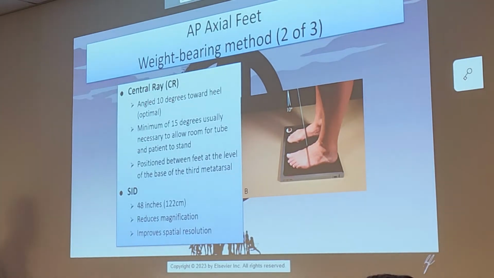I have a question. Yeah. So are these the ones where we're also going to take advantage of, like, every 5 degrees is 1 inch off of the SID? On this one, no. This one you want to keep that 48 inches.